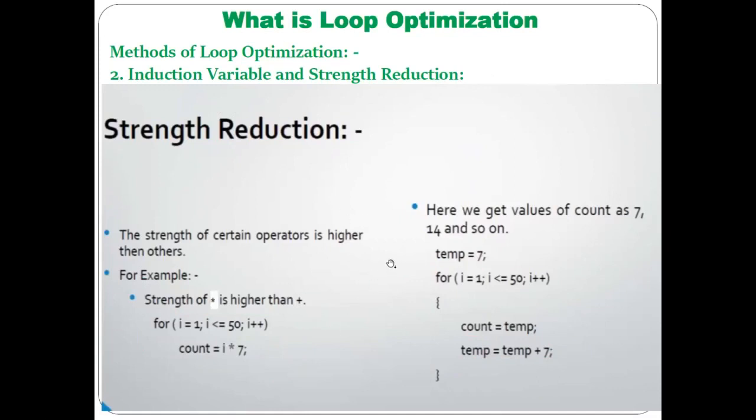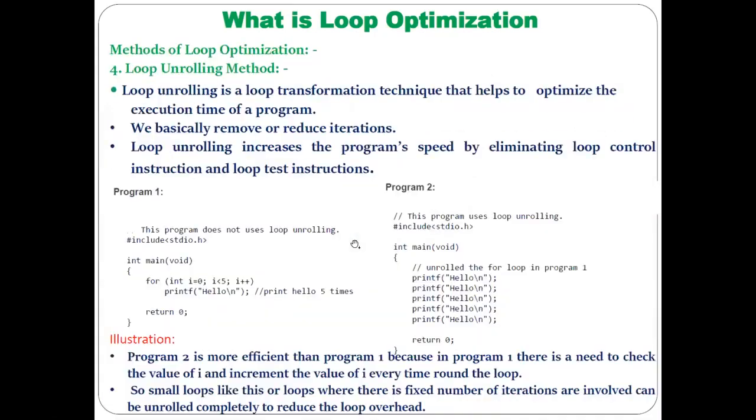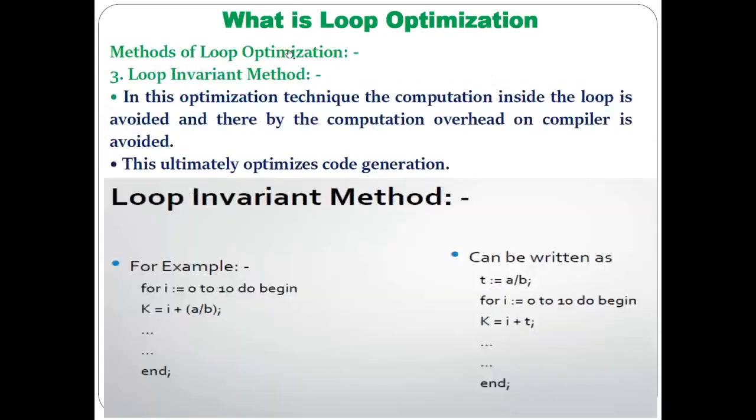So this is the strength reduction technique, where the compiler tries to replace a high strength operator with a less strength operator, and because of that processing time is reduced and execution speed is improved. Okay, I hope all of you have got this technique. Then the next important technique we have is the loop invariant method, the next loop optimization technique.